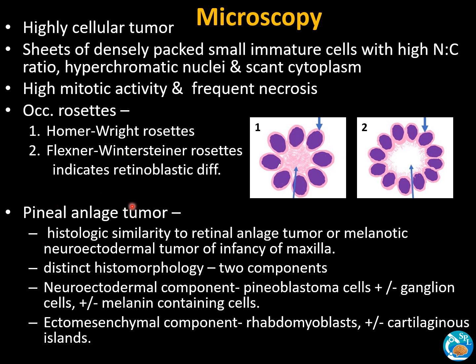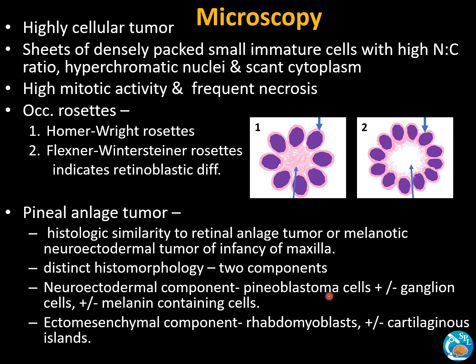Then other morphological findings are pineal anlage tumor. Now this is extremely rare and is often considered as a subtype of pineoblastoma. The histological similarity to retinal anlage tumor or the melanotic neuroectodermal tumor of infancy of maxilla. Now, it has two distinct histomorphological findings, and there may be two components.